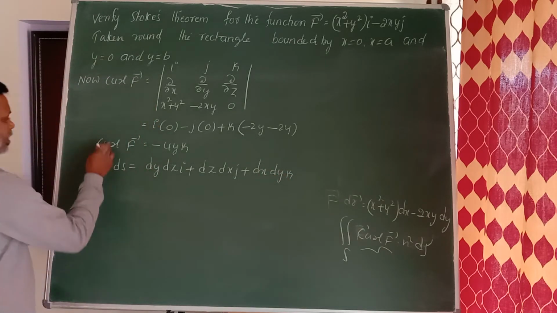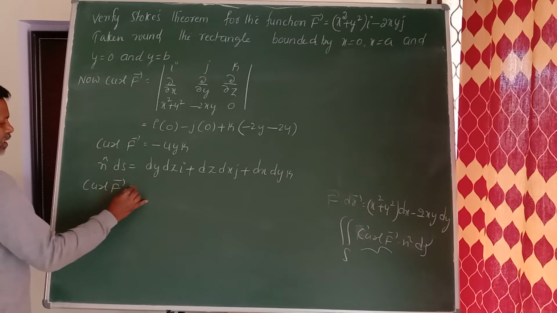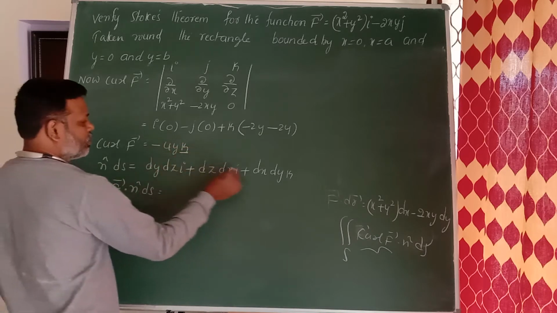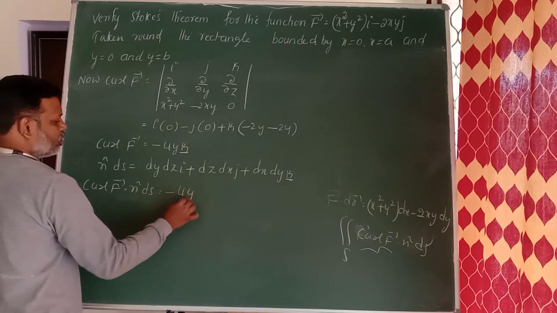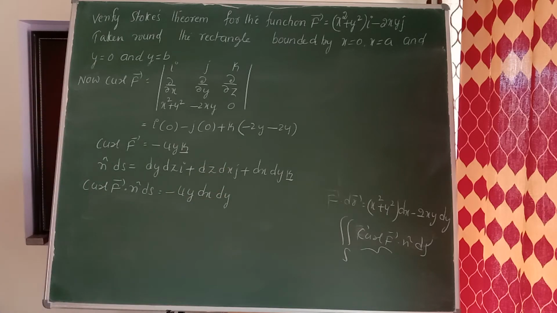Now how to find out this curl f dot n cap ds? Here only the k component is left. Just multiply the k component. So that becomes minus 4y into dx into dy. Okay, now how to find out the surface integral?